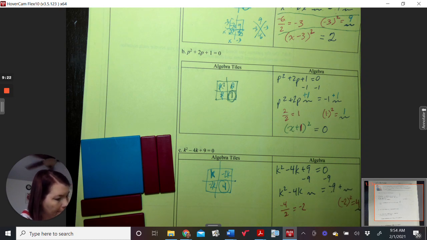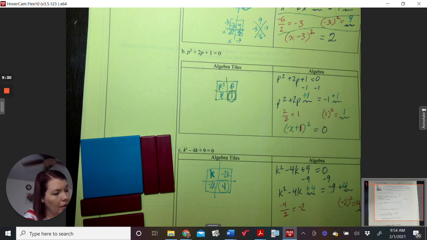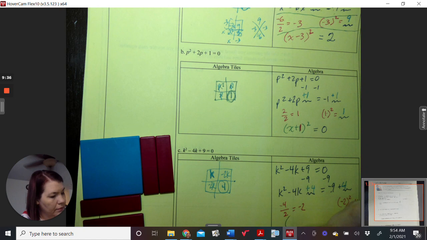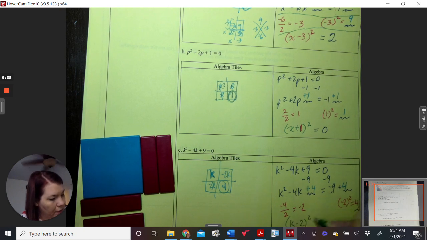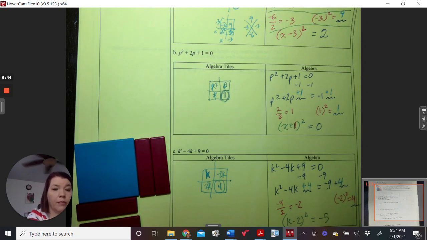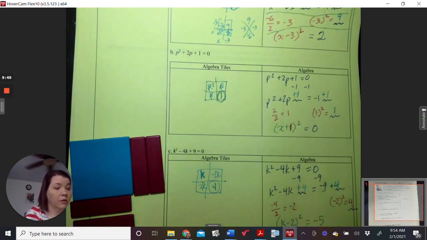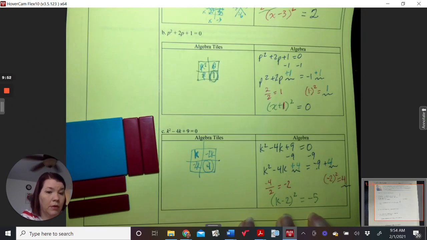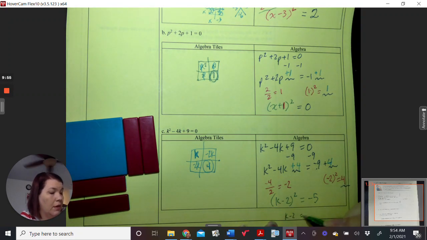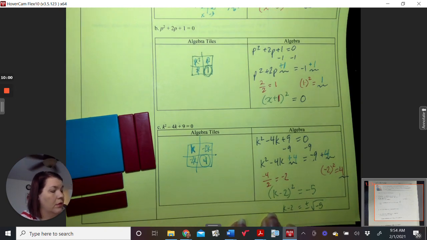Okay. And so I have on this side k minus 2 squared, again that 2 coming straight down, equals negative 5. Okay, so that's that. Now let's actually solve that where we are. I'm going to take the square root of both sides. K minus 2 equals plus or minus radical negative 5, which means no real solutions. Done.